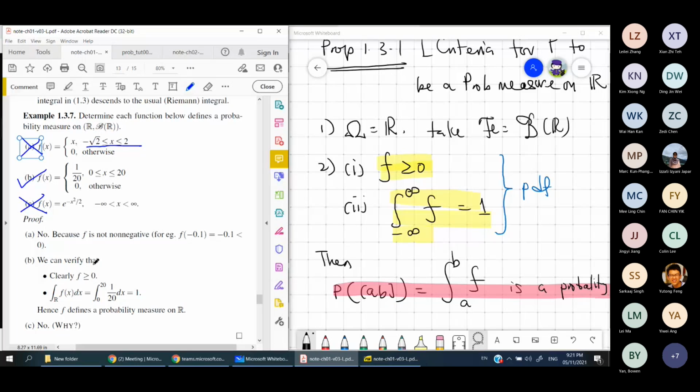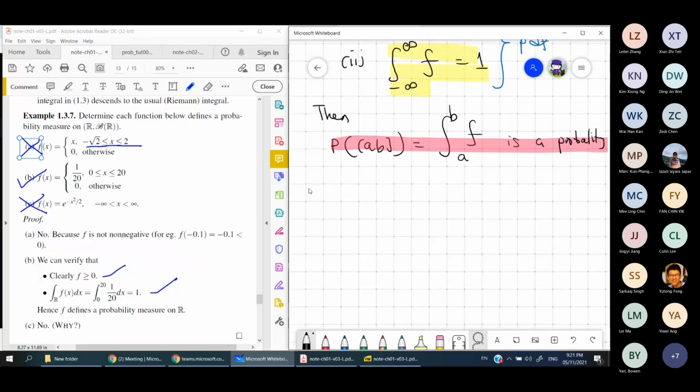B. So you can easily verify. First of all, f is always greater than or equal to 0, being 1/20. Next, you do the integrations, 0 to 20. So that will be 1. Okay, 1 and 2 pass. So this is fine. So how about C?